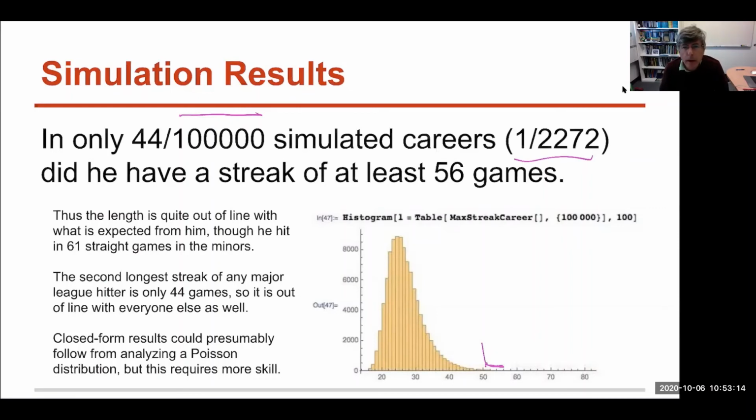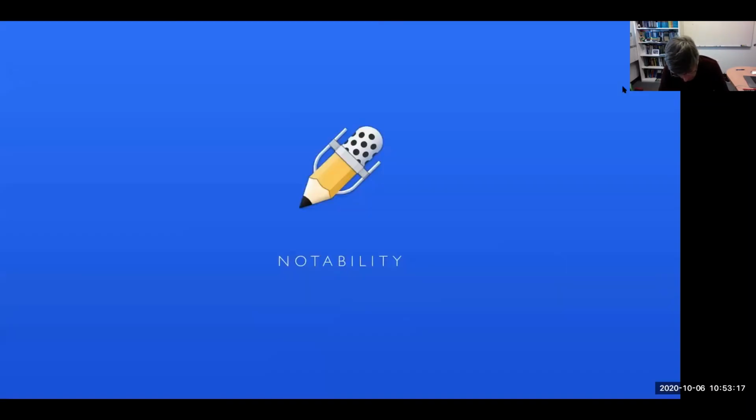Any questions about random sampling? Okay, p-values, why this is a good thing?